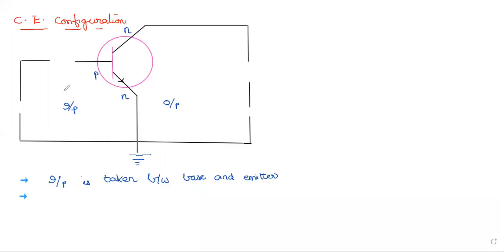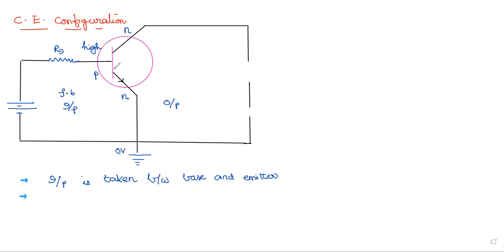The second point: the input is always forward biased. That point I already told in the common base configuration. Forward bias means P should be connected to positive and N to the other end, maintained at 0 volts. So the base is maintained at high potential. And here this is the input resistance I took, in the circuit.